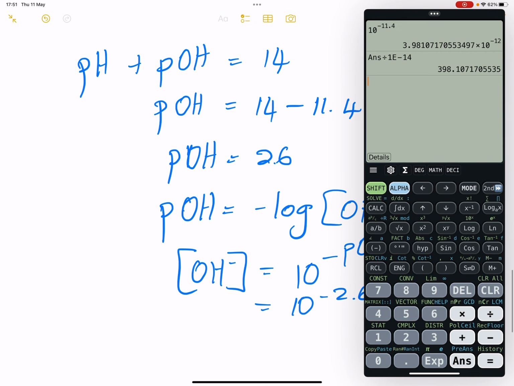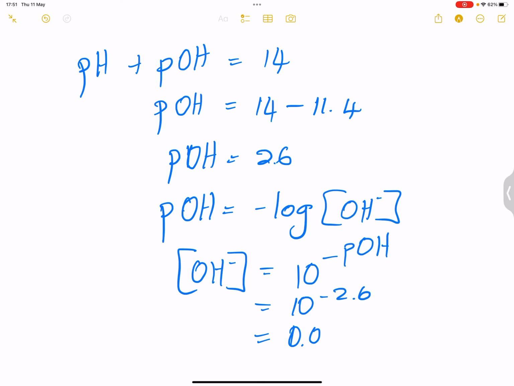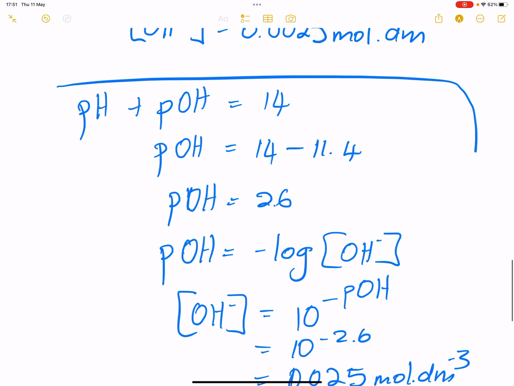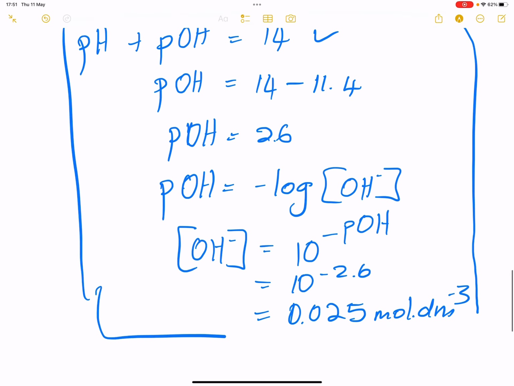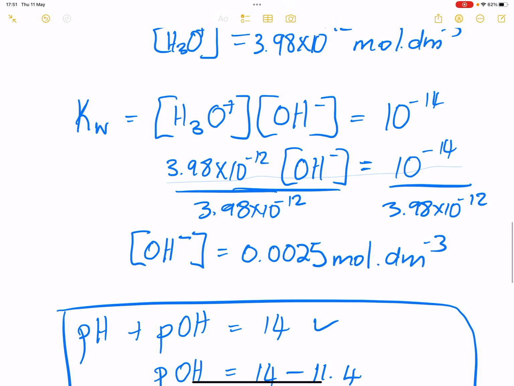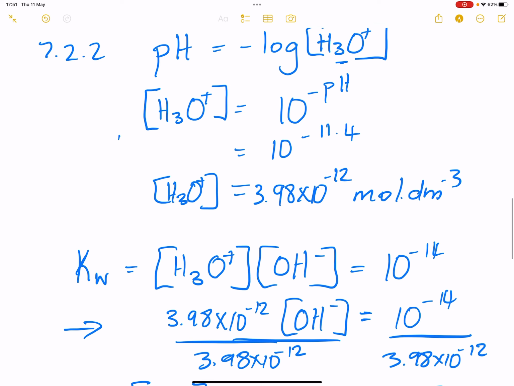You'll see in this case you should be able to get the same value. So that will be 10 to the negative 2.6, and can you see we get exactly the same answer? I know this looks a little bit easier: 0.025 moles per cubic decimeter. The only trick when you use this method is that you must remember you're not necessarily given that formula. The official ones that are given are the other two.